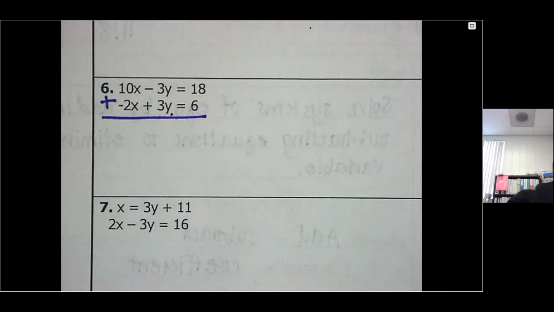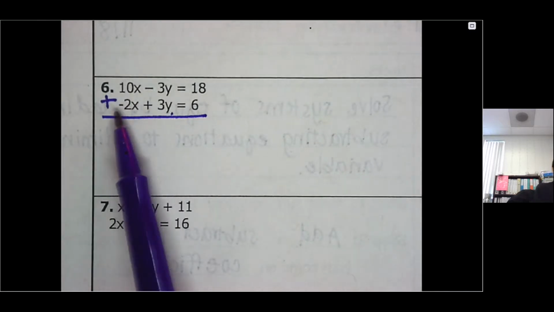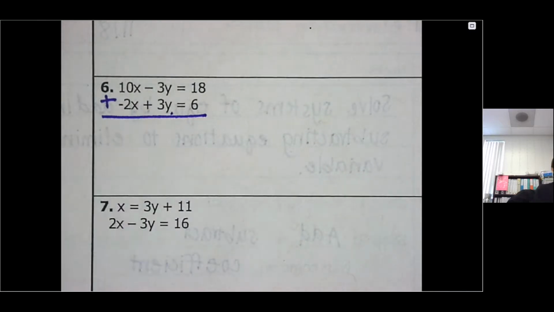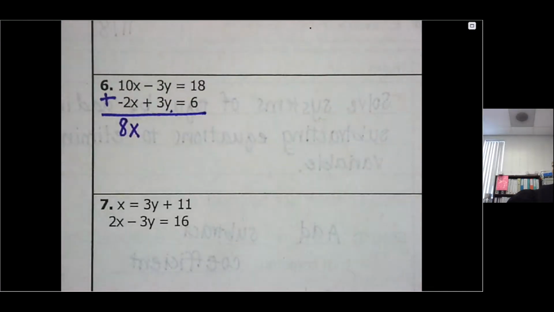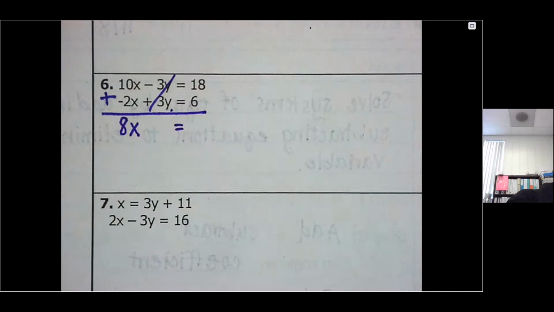Okay. 10x plus -2x. It's 8, yeah. So this is plus a negative, so you're really taking away 10 minus 2. This might be a time where using that calculator is a really good choice, right? This is 8x. -3y plus 3y cancels out, equals 18 plus 6 gives you 24.